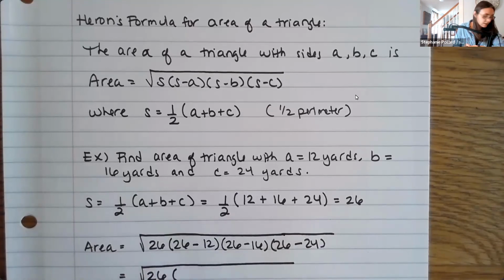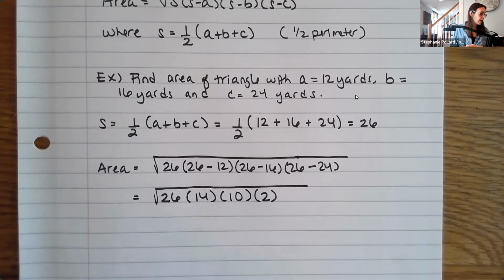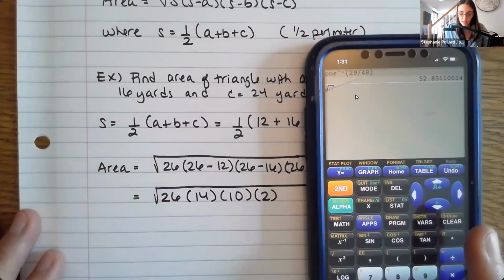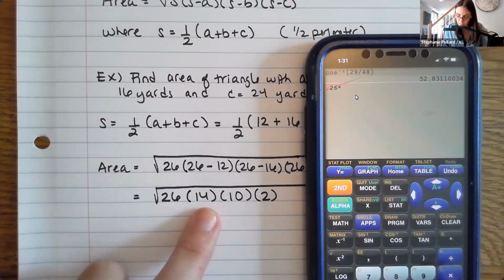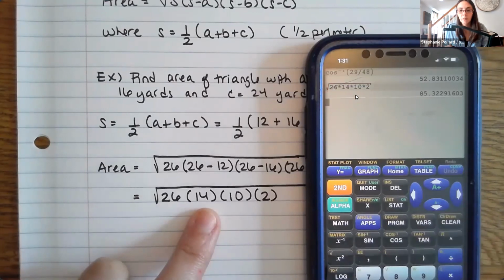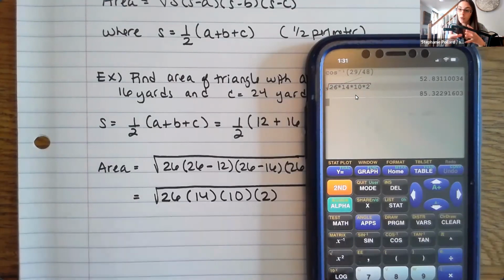So this becomes 26. And then 26 minus 12 is going to be 14. 26 minus 16 is going to be 10. And then 26 minus 24 is going to be 2. So you're going to go ahead and just take the square root and multiply all those values together. Make sure when you're taking the square root, everything stays under the square root there. Okay, so here's my square root. And then I have 26 times 14, 10, and 2. Notice how all those numbers are still under the square root. And then I hit enter. If your calculator doesn't do that, you can put them in parentheses to make sure they all stay under the root, or do the multiplication first.